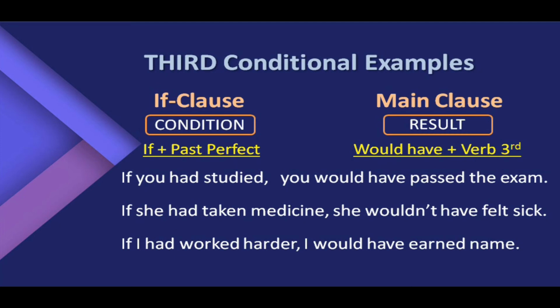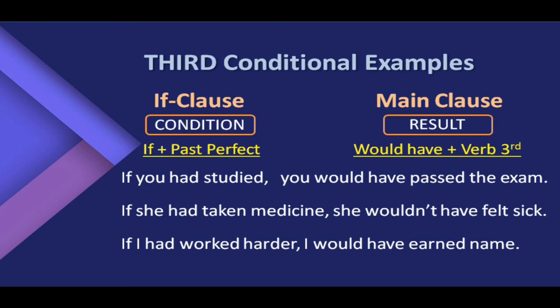Let's see the second example. If she had taken medicine, she wouldn't have felt sick. We have two parts of the sentence. One is called if clause and second when clause. In if clause we have the condition. The condition is that if she had taken medicine. And in the result clause, the result is that she wouldn't have felt sick. So the complete sentence is that if she had taken medicine, she wouldn't have felt sick.